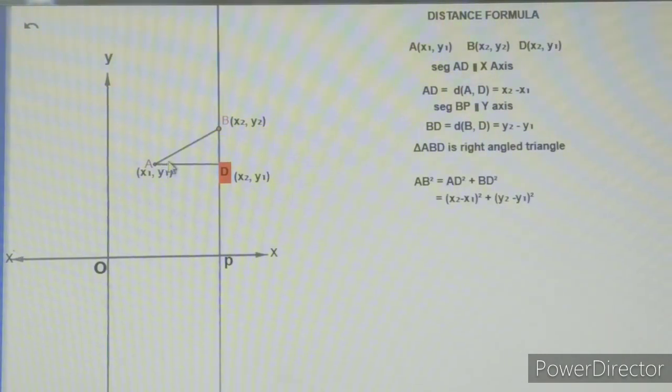We know that triangle ABD is a right angle triangle and therefore we can apply the Pythagoras theorem. According to the Pythagoras theorem, AB square equals AD square plus BD square. Since AB is the hypotenuse, AB square is equal to AD square plus BD square.